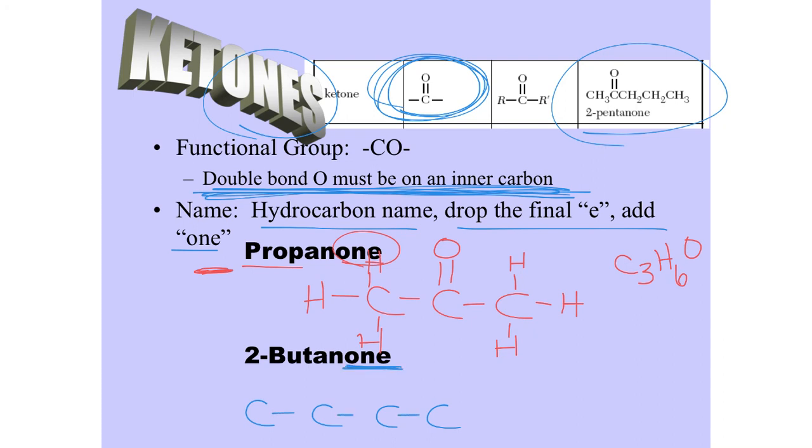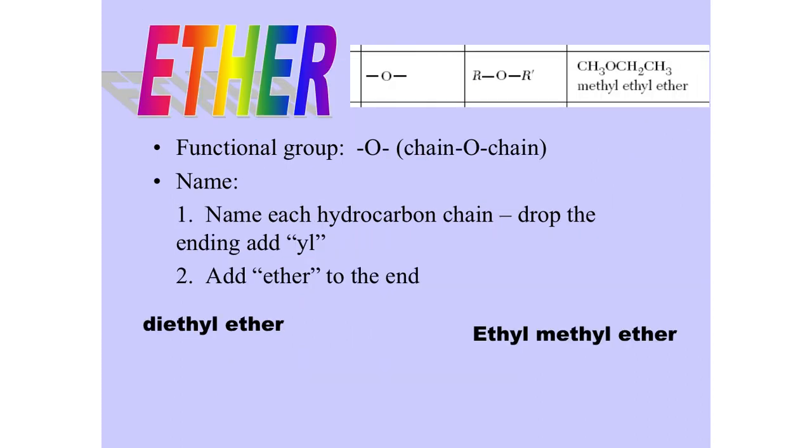All right, 2-butanone. We have 4 carbons for but, single bonds for the -an. -one tells me it's a ketone, so I have to have a double bond O on an inside carbon. The 2 also helped me with that. Then you add your H's. Remember, every carbon atom has to have 4 bonds in order to be stable because it's got 4 valence electrons. And there we go.